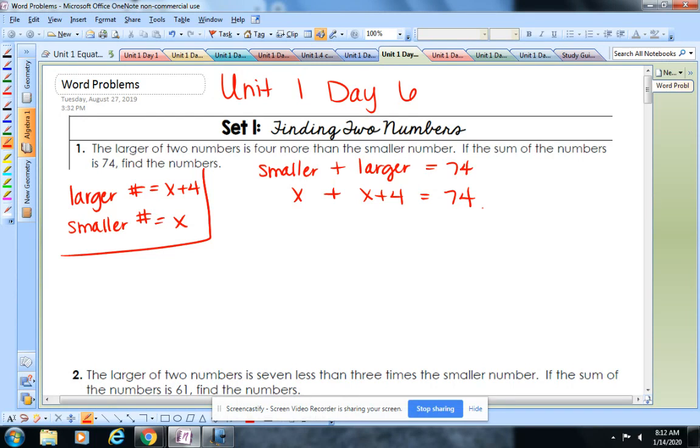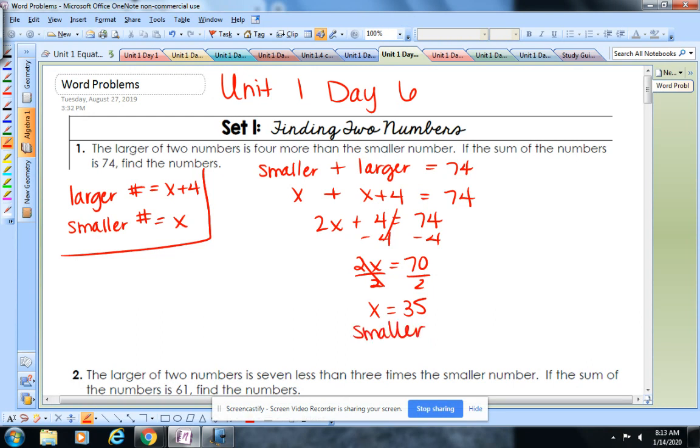All right, like terms, right? What's x plus x? 2x plus 4 equals 74. Now, how do we solve that for x? Subtract 4. So 2x equals 70. Then what? Divide by 2, and x equals 35. Now, which one is x? The larger or the smaller number? Smaller number. Label, label, label.